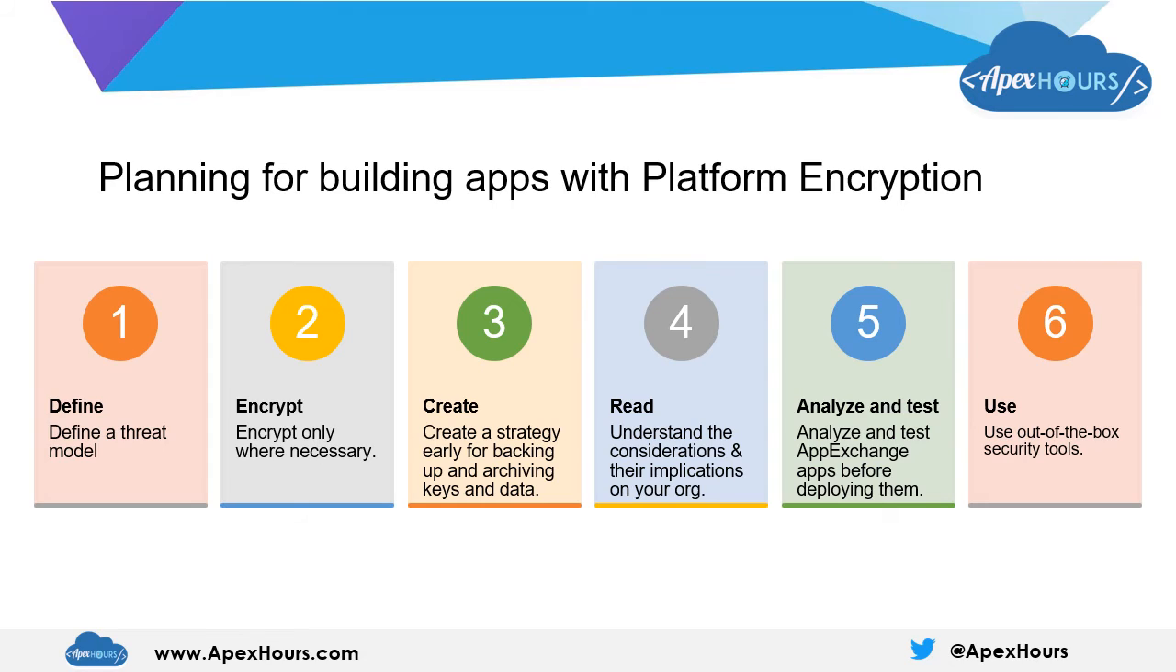Then the next very important step is that we have to consider all the considerations and their implications if we enable platform encryption in the org. Next is analyze and test AppExchange apps before deploying them. So the apps should be tested thoroughly and analyzed thoroughly for platform encryption. Then the next one is to use out-of-box security tools rather than using crypto functions. We should be using the out-of-box security tools.